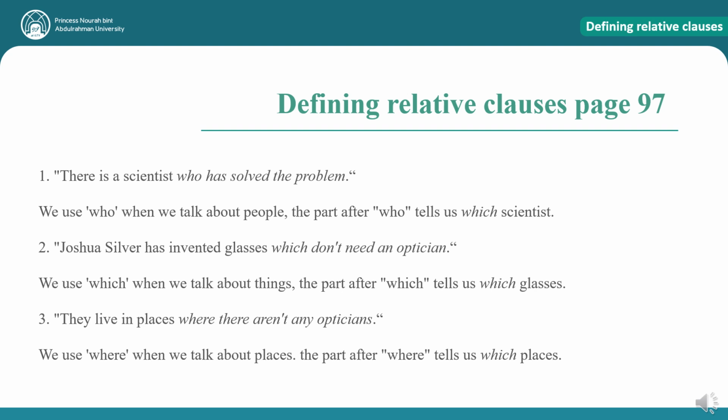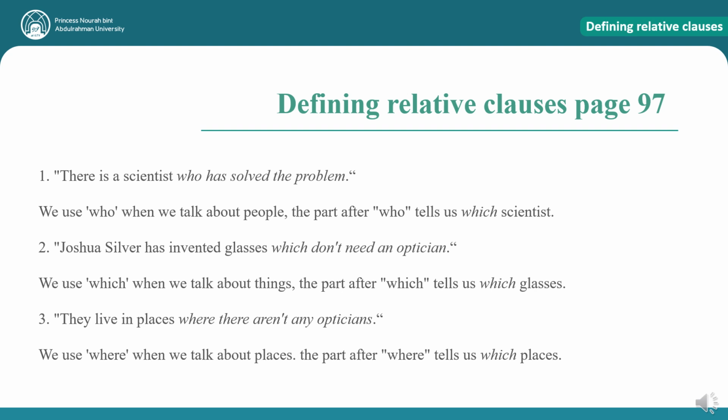Now, let's do some practice from the book. Look at these sentences. 1. There is a scientist who has solved the problem. We use who when we talk about people. The part after who tells us which scientist. 2. Joshua Silver has invented glasses which don't need an optician. We use which when we talk about things. The part after which tells us which glasses.